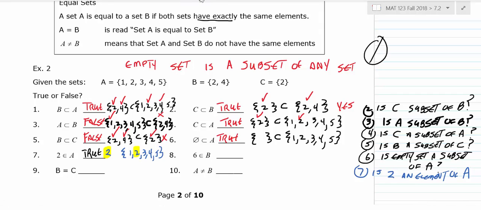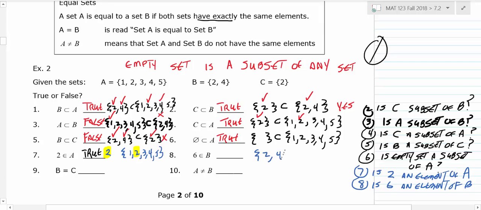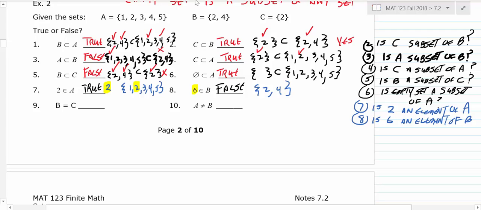That's what that says. And then number 8 says, is 6 an element of B? Okay, well, write down set B. Set B is 2, 4. The question is, is 6 inside? No, it isn't. So it's not an element. So that's false.